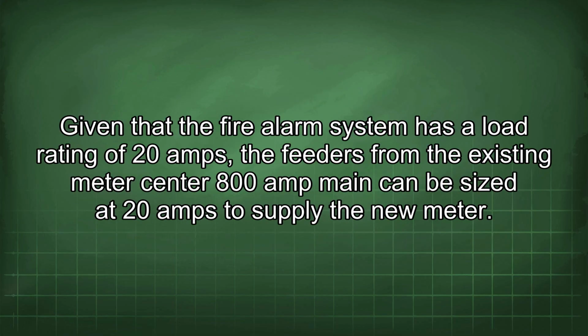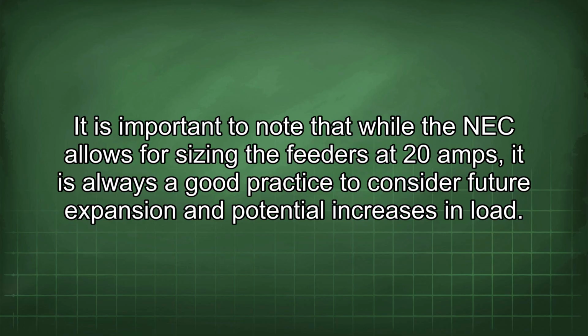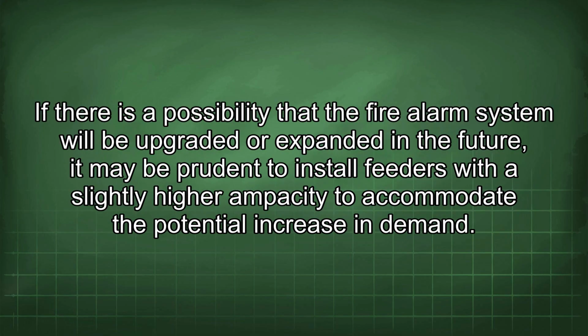Given that the fire alarm system has a load rating of 20 amps, the feeders from the existing meter center 800 amp main can be sized at 20 amps to supply the new meter. It is important to note that while the NEC allows for sizing the feeders at 20 amps, it is always a good practice to consider future expansion and potential increases in load. If there is a possibility that the fire alarm system will be upgraded or expanded in the future, it may be prudent to install feeders with a slightly higher ampacity to accommodate the potential increase in demand.